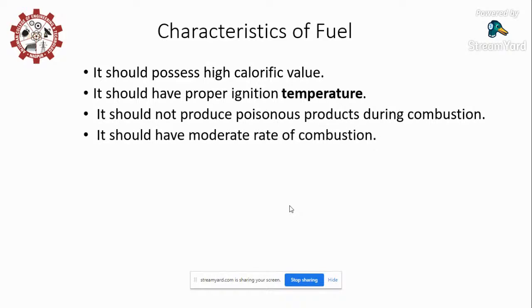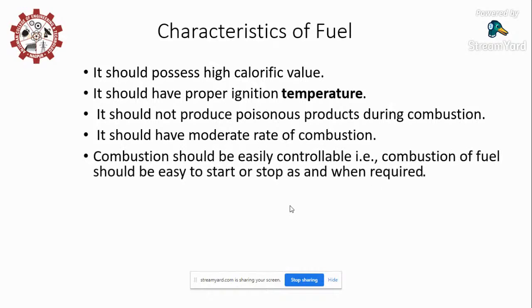It should have a moderate rate of combustion. That means it should not burn in a very fast way, or in a very slow way, at a very low rate. Why? If it is burning at a very fast rate, you will not be able to convert the energy into work done. So it becomes very difficult for us to handle the fuel. Hence, the combustion rate should be moderate, not too fast, not too slow.